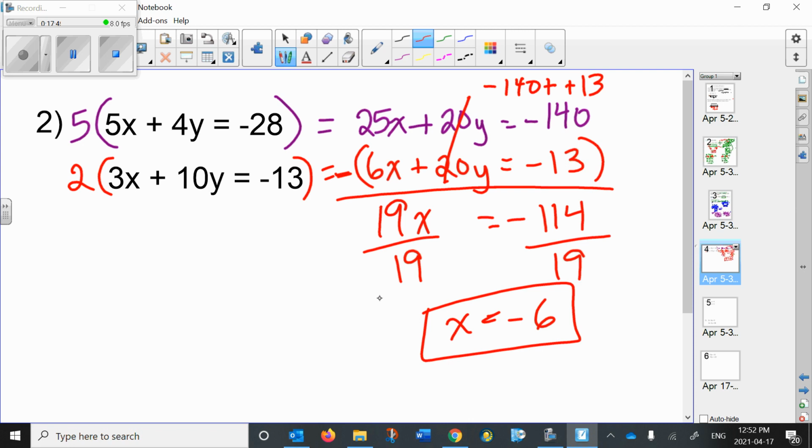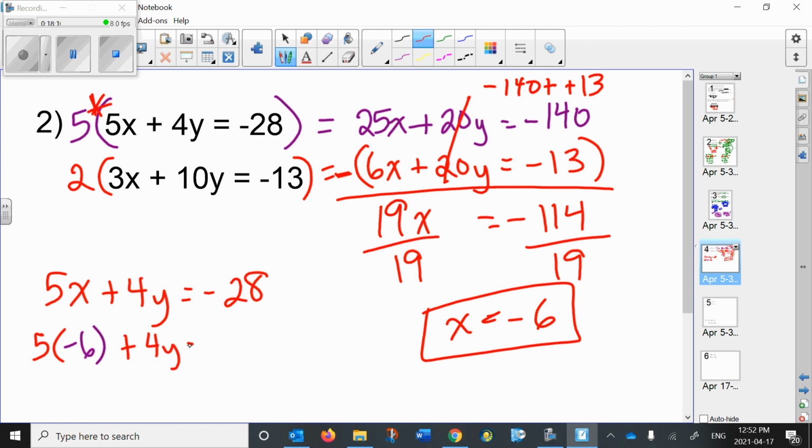So then in order to find my y, I take one of these equations and I plug that in. I'm just going to pick the first one just because. I picked the second one last time. There we go. Wherever x is, I'm going to plug in negative 6. So 5 times negative 6 plus 4y equals negative 28. And I go 5 times negative 6 and I get negative 30 plus 4y equals negative 28.